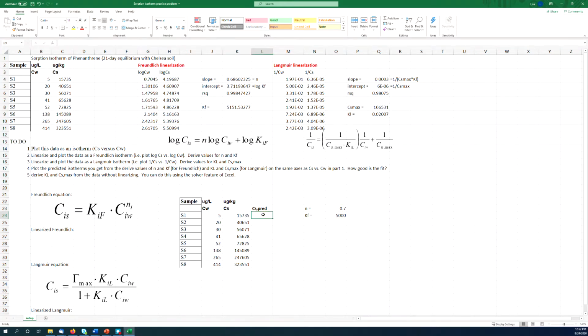Okay, so then we're going to predict CS. We're going to use this equation: CS is equal to KF times CW to the power of N. And then we just have to get our dollar signs right here. I use the function F4 to put the dollar signs in place. There you go, F4. So here's our CS predicted. Because we chose good values here, these are pretty close, but if we chose some crappy values here, these would be way off.